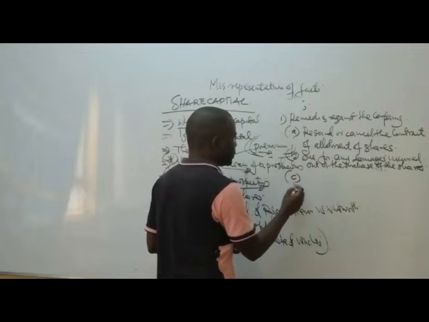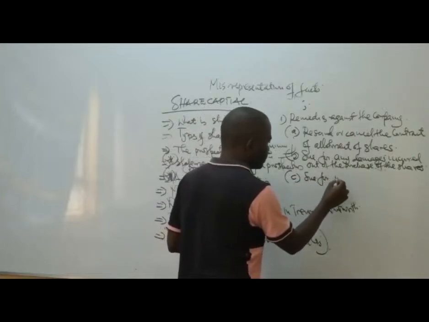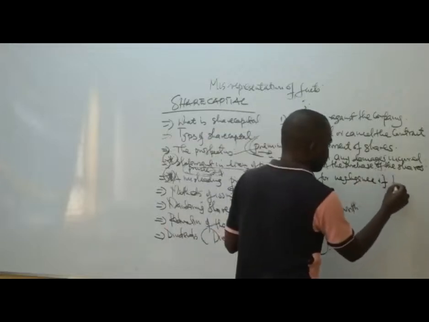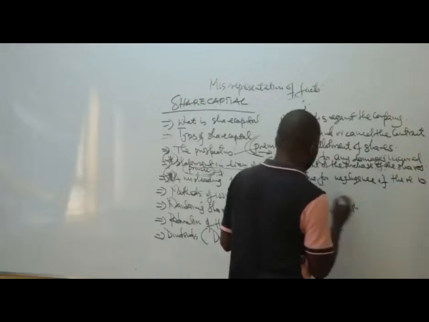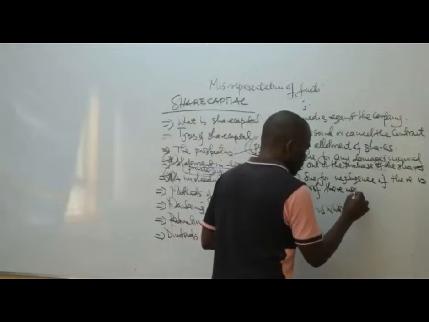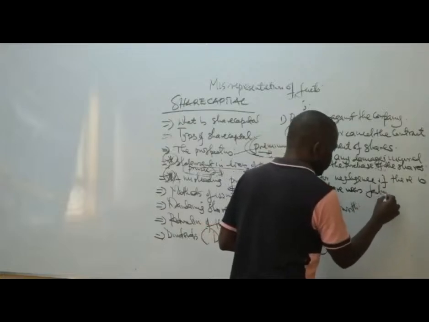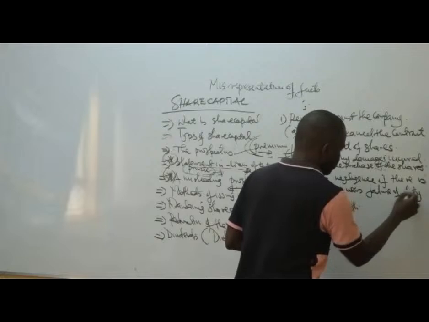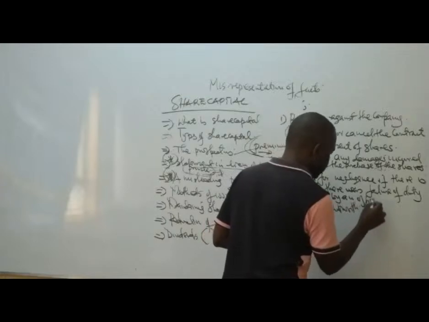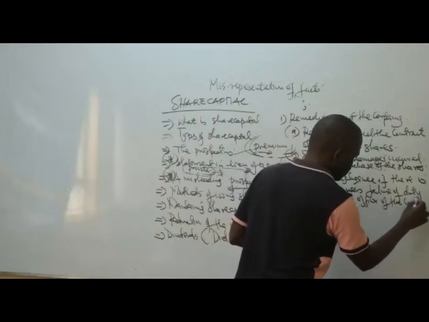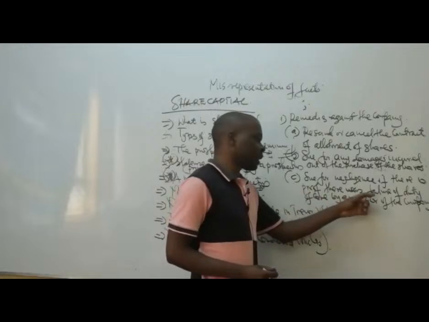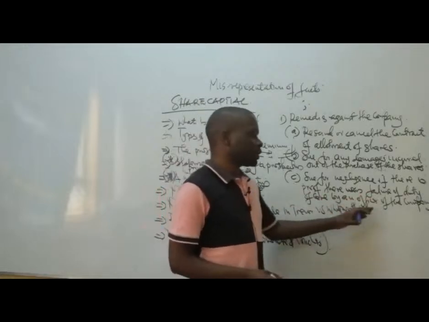Number C, sue for negligence, if there is proof there was a failure of duty of care by an officer of the company.